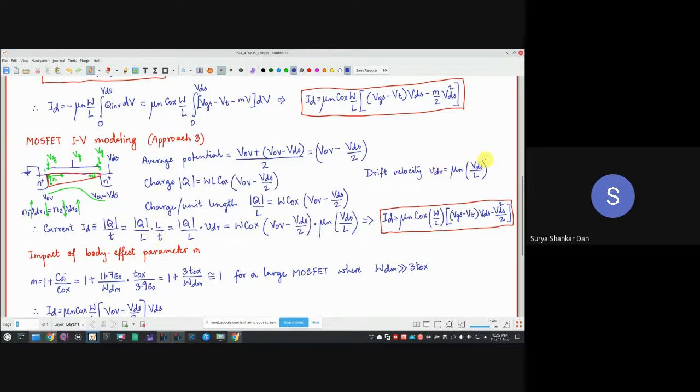And capital L by T, what is this? This is nothing but the drift velocity. That is, it is taking T amount of time to move through a distance of capital L. That is the drift velocity only. So I have multiplied by mu n VDS by L. That gives you mu n Cox W by L VOV minus VDS by 2 into VDS. Correct? So as you can clearly see, this derivation is a 3-line derivation.